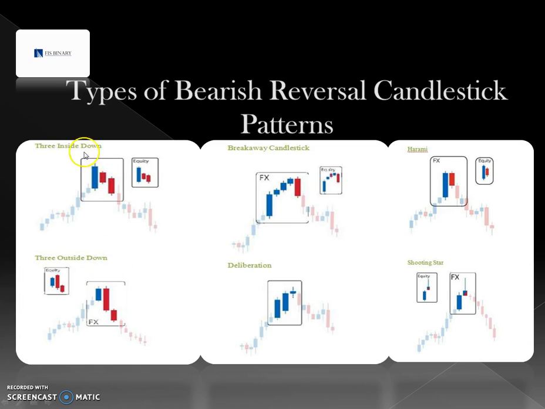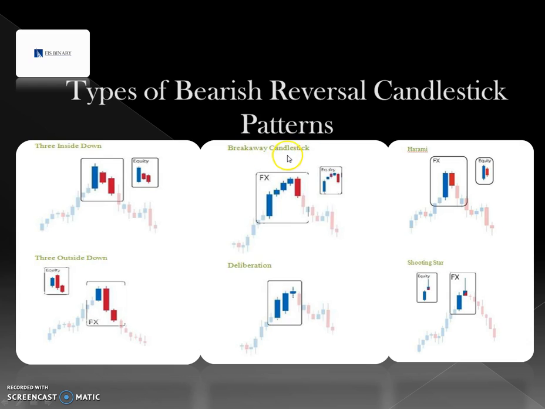and then we have the 3 outside down. Now, talking about the 3 inside down, it forms when a bullish candlestick forms first, followed by a bearish candlestick which opens but closes within the body of the bullish candlestick, followed by another bearish candlestick. Once this pattern forms, it indicates that an existing upward trend has paused or is about to pause, and a downward trend is about to begin. So you take a trade whenever the last bearish candlestick closes.